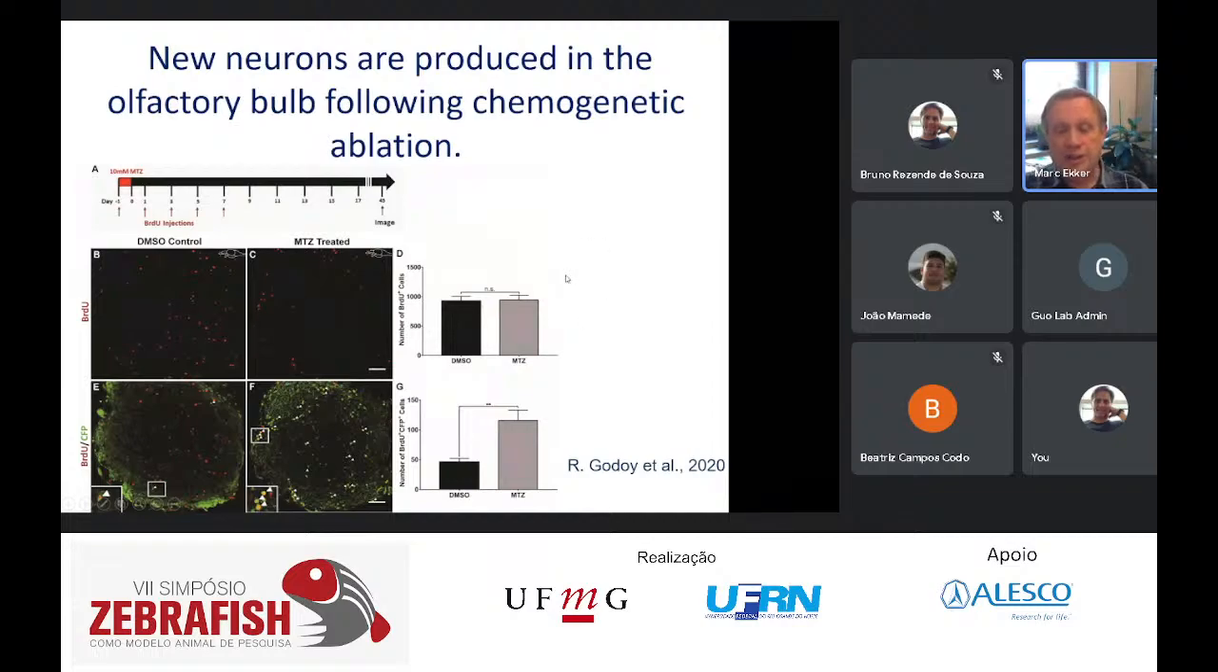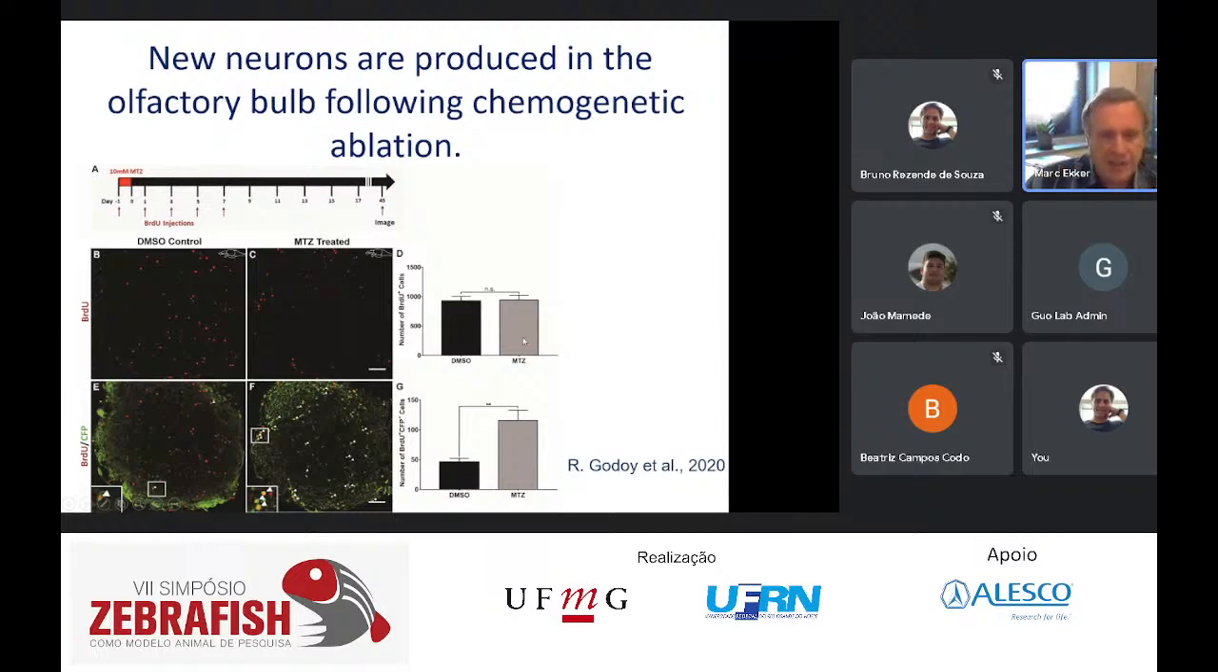However, what we looked at then was, several weeks after, in fish in which we had administered BrdU to look at cell proliferation. And as I mentioned at the beginning of the talk, fish continue to make new cells, including new neurons, throughout their lives in the brain. And when you look at the number of BrdU positive cells at 45 days, we saw no differences between the fish that received DMSO, these are the control fish, and those that received the metronidazole.